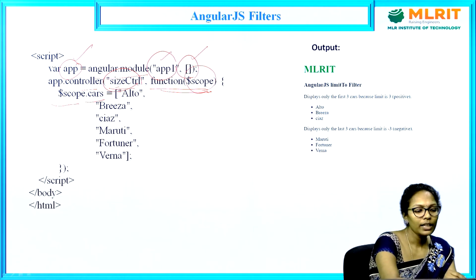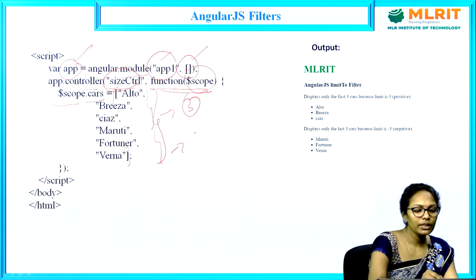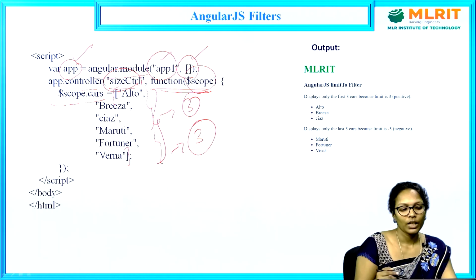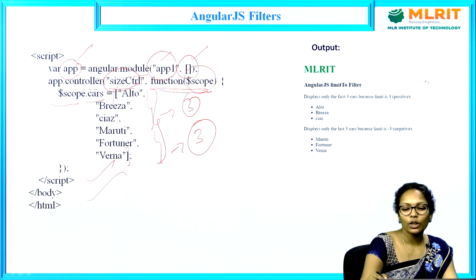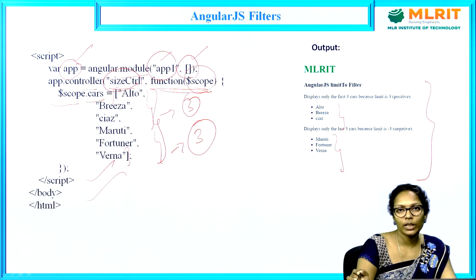$scope.cars. Here I am giving an array of items. So, totally we have 6 items. The top 3 will come in the first filter and the bottom 3 will come in the second filter. So, that's all. You are closing the script, you are closing the body. So, this is the output I will get. See, out of the 6, the top 3 you display first and the bottom 3 next.